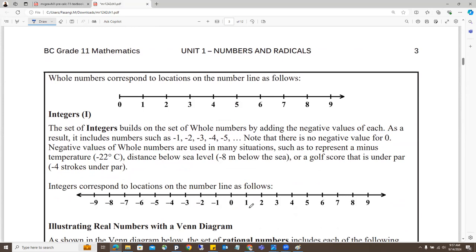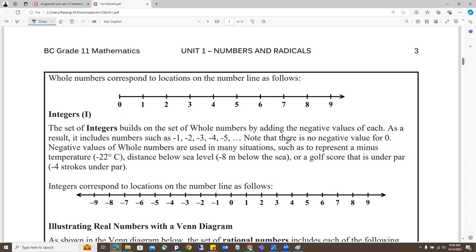So positive integers are 1, 2, 3, 4, 5, 6, all those numbers. And the negative integers come from the whole numbers by adding the negative values as well. As a result, it includes numbers such as minus 1, minus 2, minus 3, minus 4, minus 5, and so on.